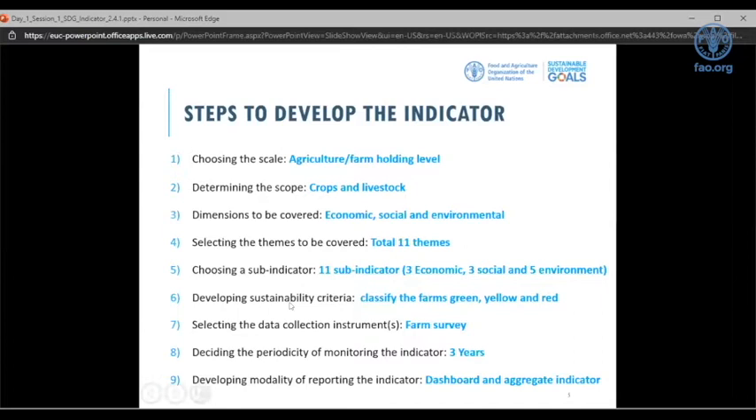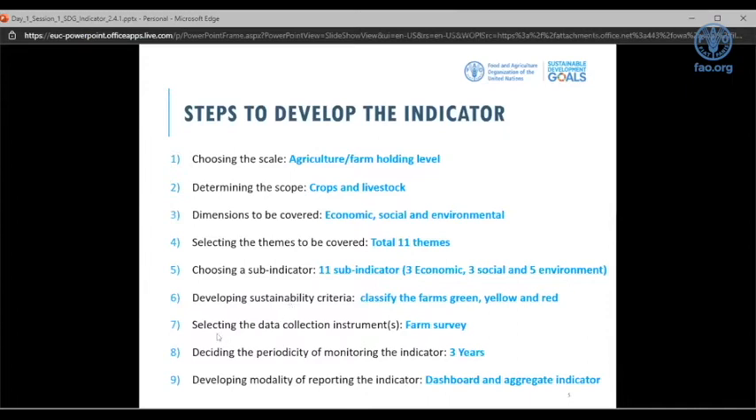Then we established sustainability criteria, also known as thresholds or cutoff points, for each sub-indicator to classify the agriculture holdings and the agriculture land area that it owns, manages, or operates by assigning it red, yellow, and green statuses, which we call the traffic light approach. Of course, this traffic light approach will be covered in detail tomorrow and the day after, when Nico Gianluigi will be covering the data collection and data analysis part.